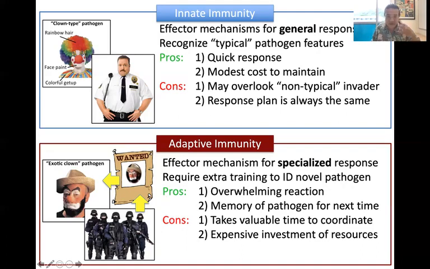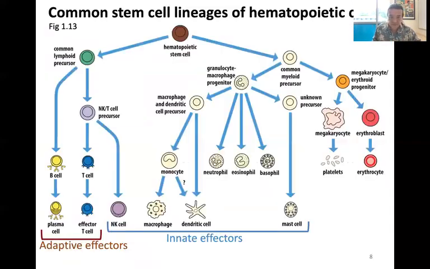And we said that they'll mount an overwhelming reaction. They'll somehow remember the pathogen for next time. But the cons of this are that it's going to take time for the SWAT team to get organized and mobilized. So from the time you're infected to when your innate system really couldn't handle it, and the SWAT team finally gets woken up, we're typically talking about a week to 2 weeks, right? And it's very expensive because when your adaptive immune system kicks in, you're going to use a lot of your body's resources in order to fight the infection.